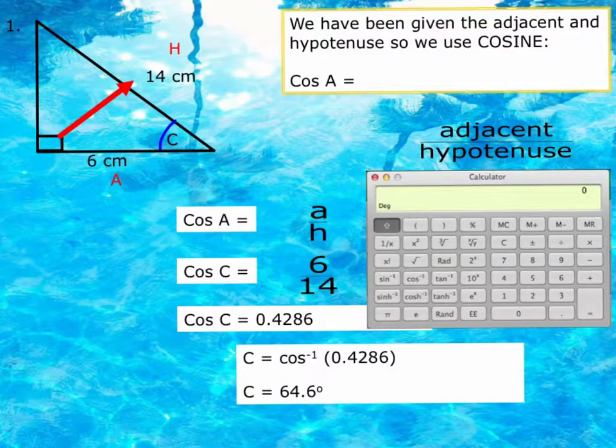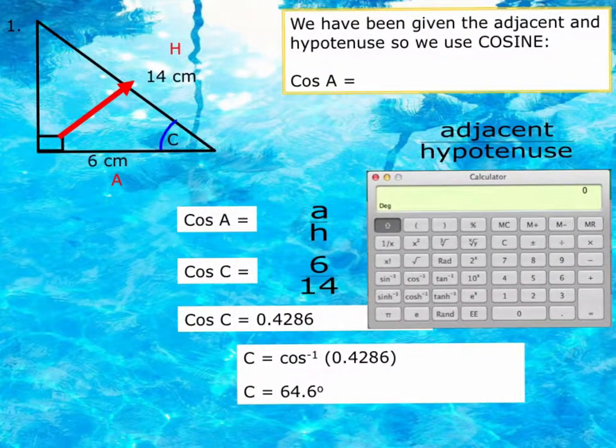Okay, so if we look at SOHCAHTOA, we can look at the three trig ratios and see which one will work. Obviously, you know that cosine will work, but let's see why cosine works, because I want you to be able to explain that.